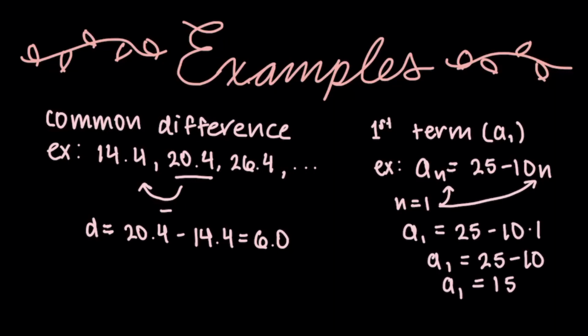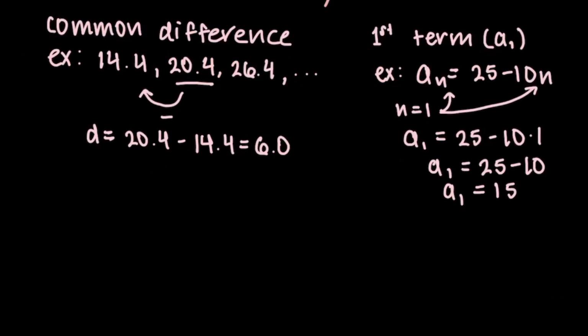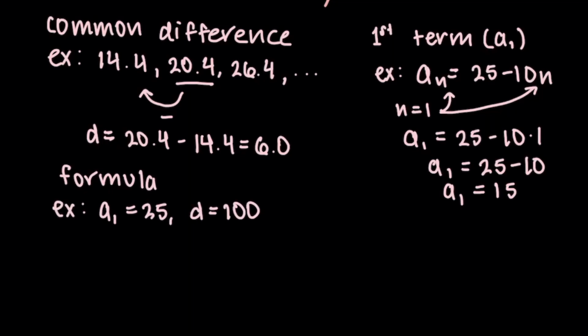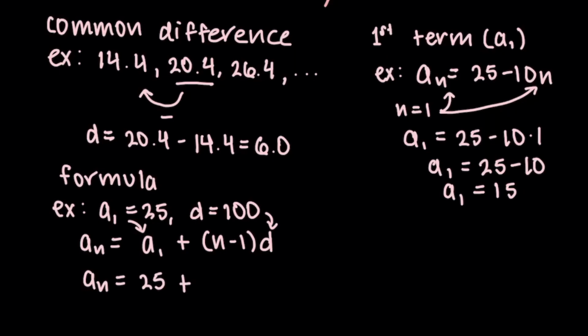The final topic we will work on for arithmetic sequences is trying to find the formula of a sequence. In our example, if we are given that a of 1 equals 25 and the common difference is 100, then we can plug these numbers into the formula where a of n equals a of 1 plus the quantity of n minus 1 times d, allowing us to get the final answer that a of n equals 25 plus the quantity of n minus 1 times 100.